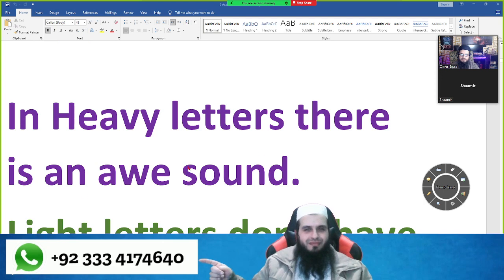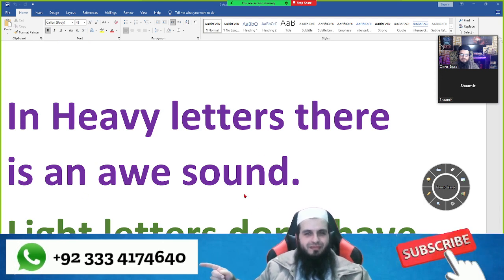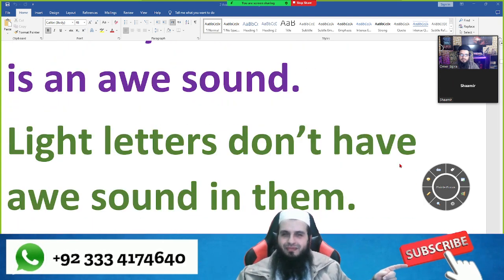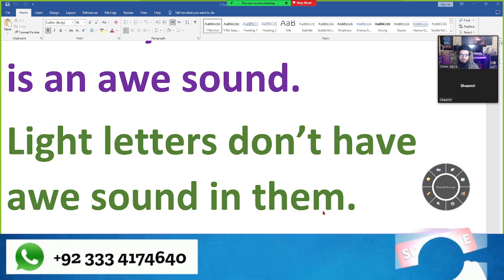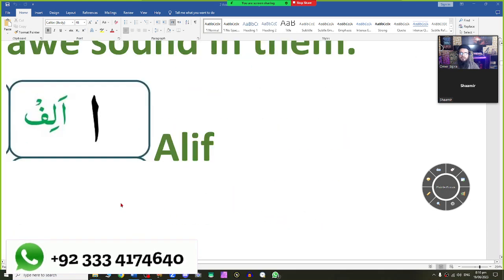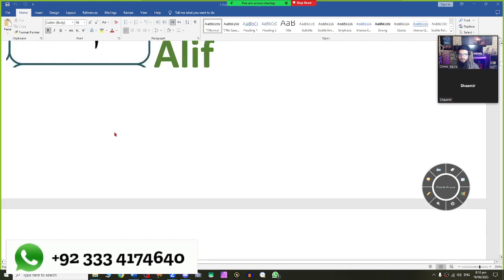In heavy letters, there is an aw sound. Light letters don't have the aw sound in them. Good job. Okay, this alphabet is called alif. What is it? Alif. Yeah, good job.